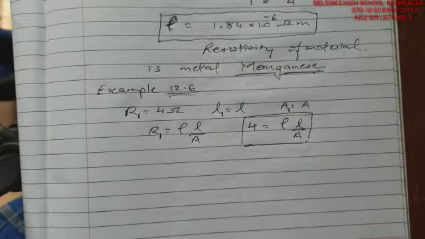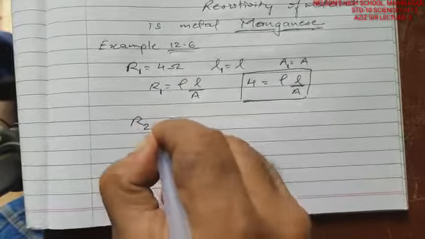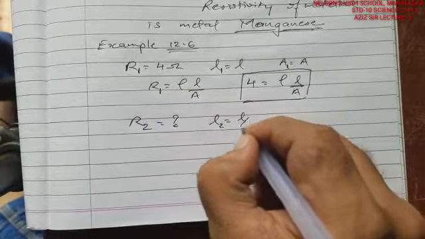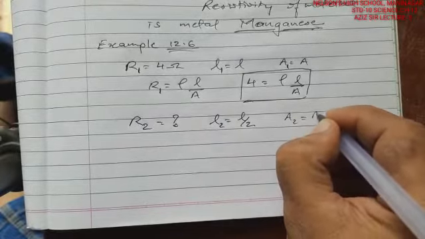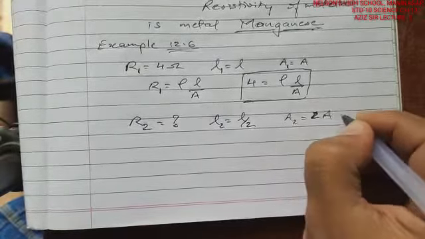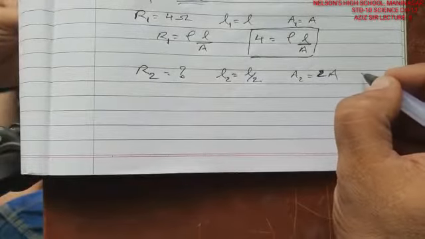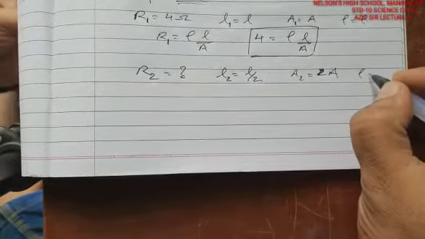Fine. In the second case, this is changing. What they are asking is, what will be the resistance now? So R2 we are supposed to find. The length of the wire, L2, is L by 2, and A2 is 2 times A. Since it is the same material, the resistivity is the same, rho, and it is not changing.